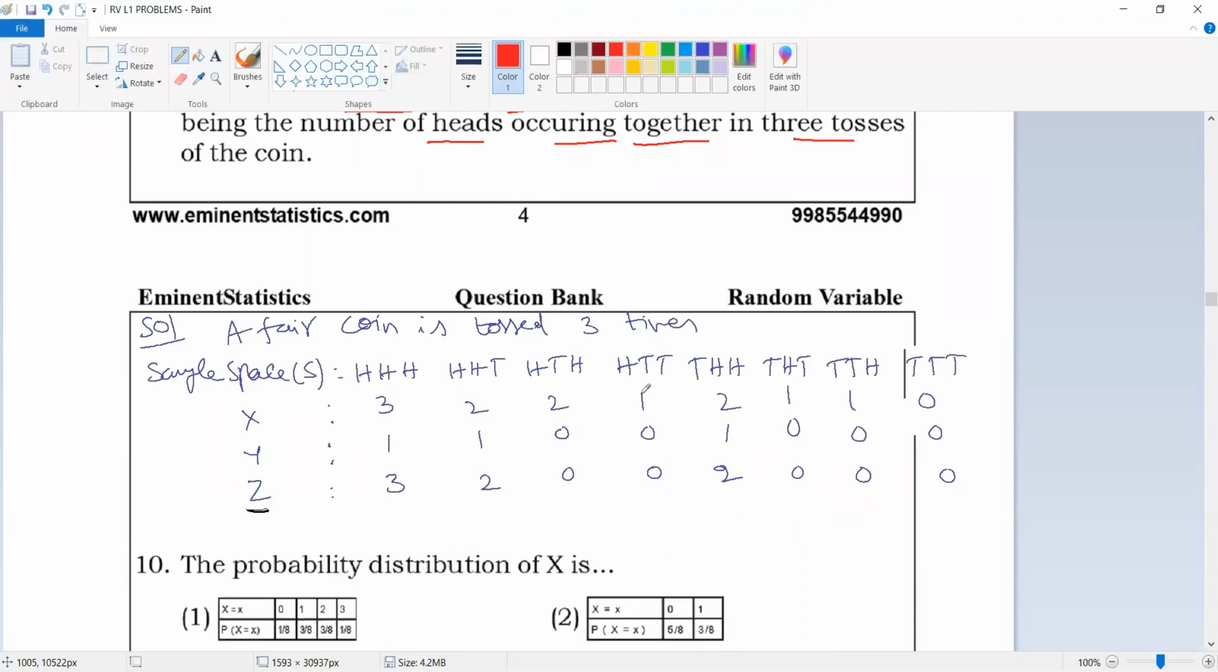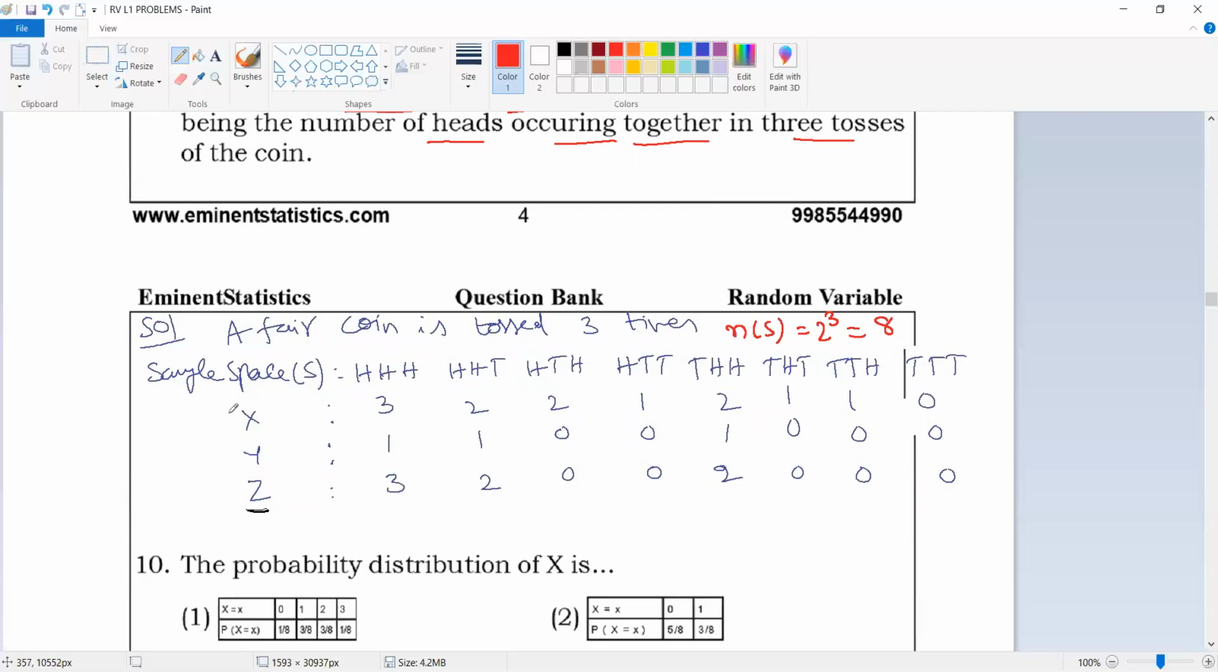First of all, we have to write the sample space when a coin is tossed 3 times. Here, N of S is equal to 2 cubed, so sample outcomes are 8. The detailed sample outcomes are: all 3 heads, HHT, HTH, HTT, THH, where the first toss shows tail, second head, third also head, then THT, TTH, and all 3 tails.